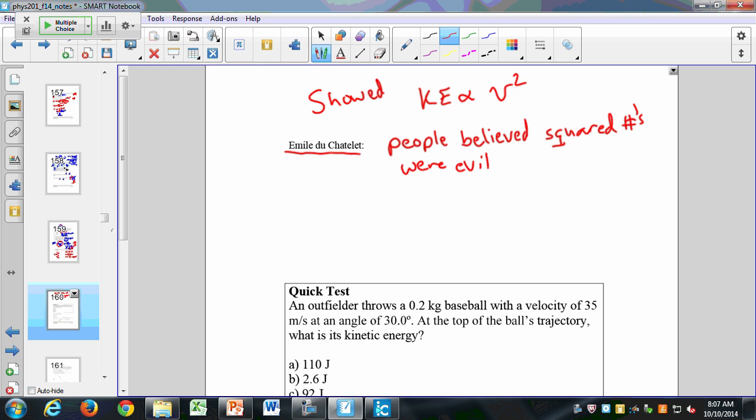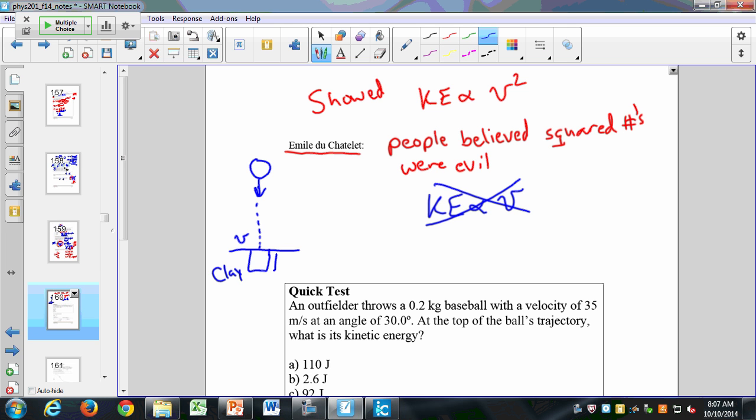So it's kind of ridiculous for them to think that squared numbers were evil because they used them a lot. But anyway, they did not believe that kinetic energy was proportional to v squared. Instead, they believed that kinetic energy was proportional to v. Obviously, we know that's not true, and it's because of the work that she did, where she took a ball and dropped it into a clay surface, and she dropped it in such a way that it had a velocity equal to v, and it dropped a certain amount. Then she would measure the height h, or the depth that it made into the clay.